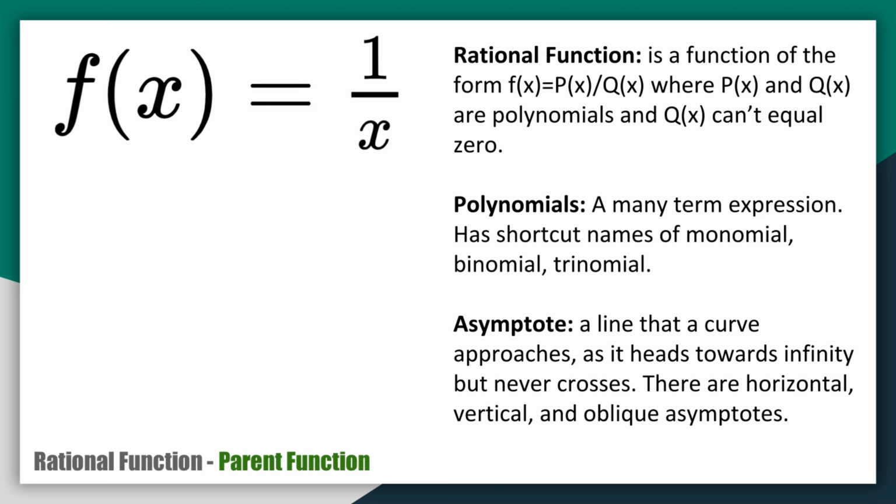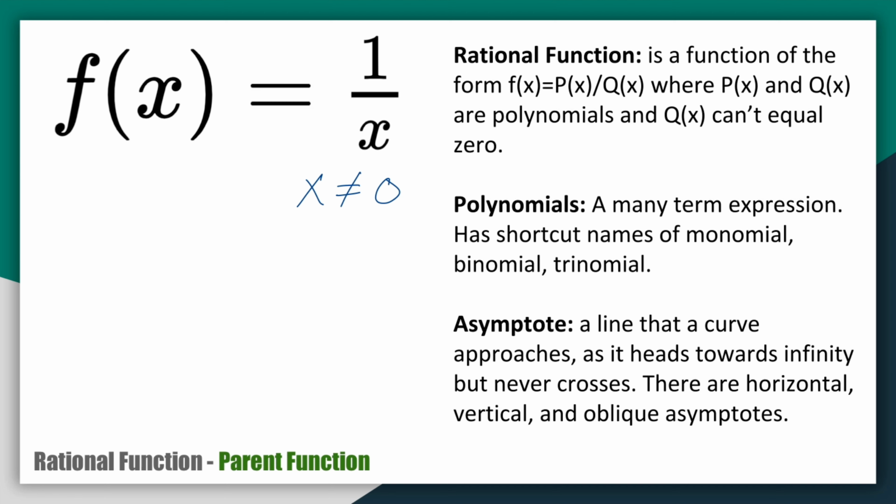Now let's dive into some terminology and our parent function here. What is a rational function? A rational function, which is right here, is a function of the form f of x equals p of x divided by q of x, where p of x and q of x are polynomials and q of x can't equal 0. And that's very important there. You cannot have 0 at the bottom here. So we have to immediately say that x cannot equal 0 because you cannot divide by 0. It's undefined behavior. Something very specific to note about rational functions.